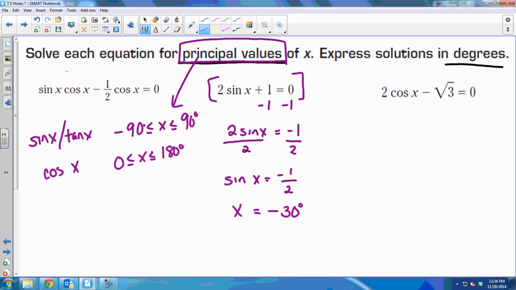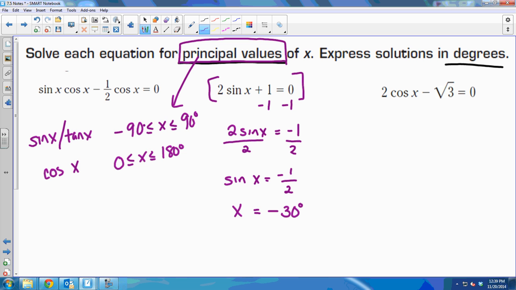Again, the negative 1/2 is at 330 degrees, but 330 is not between negative 90 and 90. We changed those values in quadrant 4 to the negatives of quadrant 1. That's what we did. Okay. Questions about this first one?